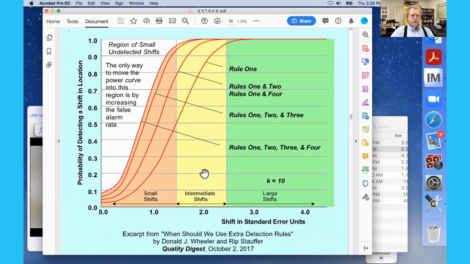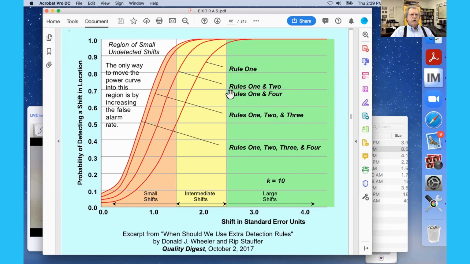Here are the power functions. Here are the power function curves. This first curve is rule 1 alone. With rule 1 alone, you have a 97% chance of detecting a 2.5 standard error shift or more within 10 subgroups. Rules 1 and 2, or rules 1 and 4, it doesn't matter which you pick next, give you this second curve.